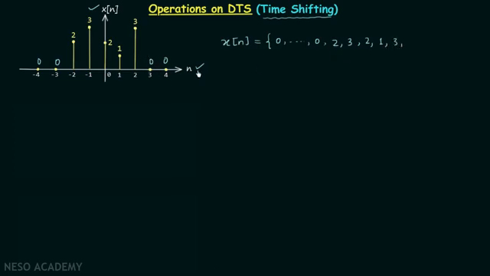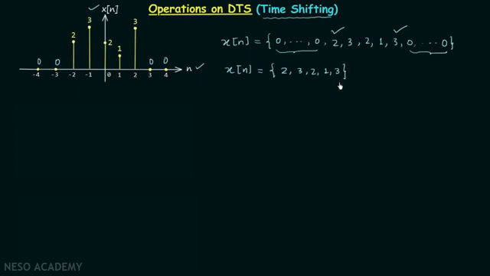Again it is equal to 0 when n is equal to 3, and remains 0 till n equal to plus infinity. Usually we don't write these 0 values. We write the values starting from the non-zero value to the non-zero value. Therefore, we will write x[n] as 2, 3, 2, 1, 3.